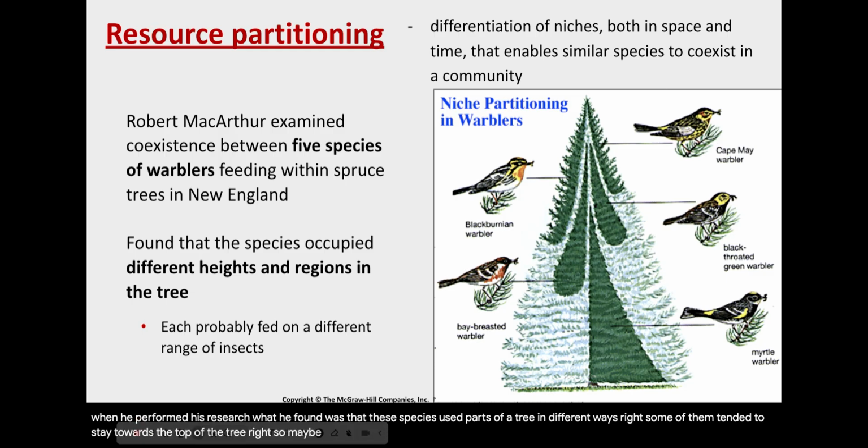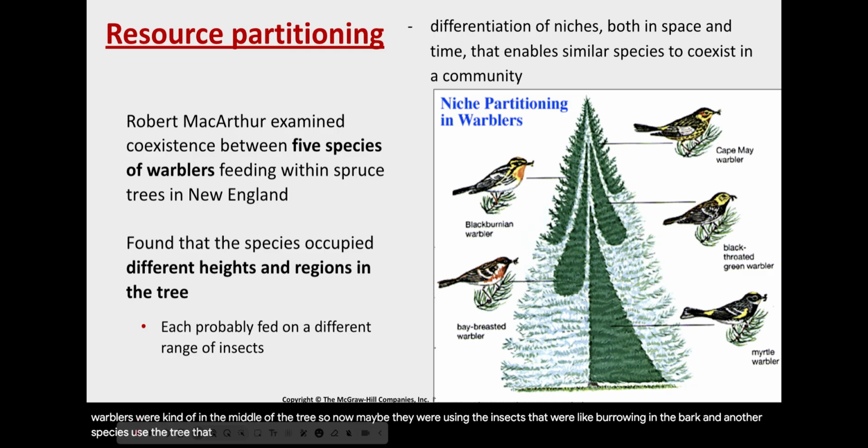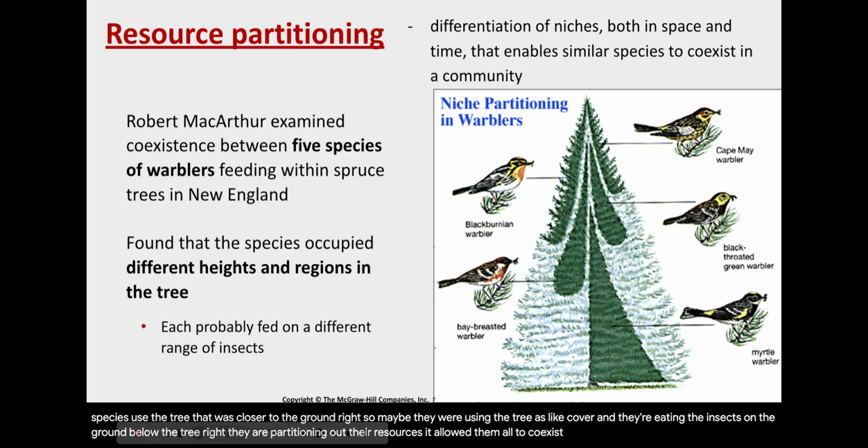Some of them tended to stay towards the top of the tree, so maybe they were catching the insects that flew by across the top of the tree here. Some of these warblers were in the middle of the tree, so maybe they were using the insects that were burrowing in the bark. And another species used the tree closer to the ground, so maybe they were using the tree as cover, and they were eating the insects on the ground below the tree. They were partitioning out their resources. It allowed them all to coexist.